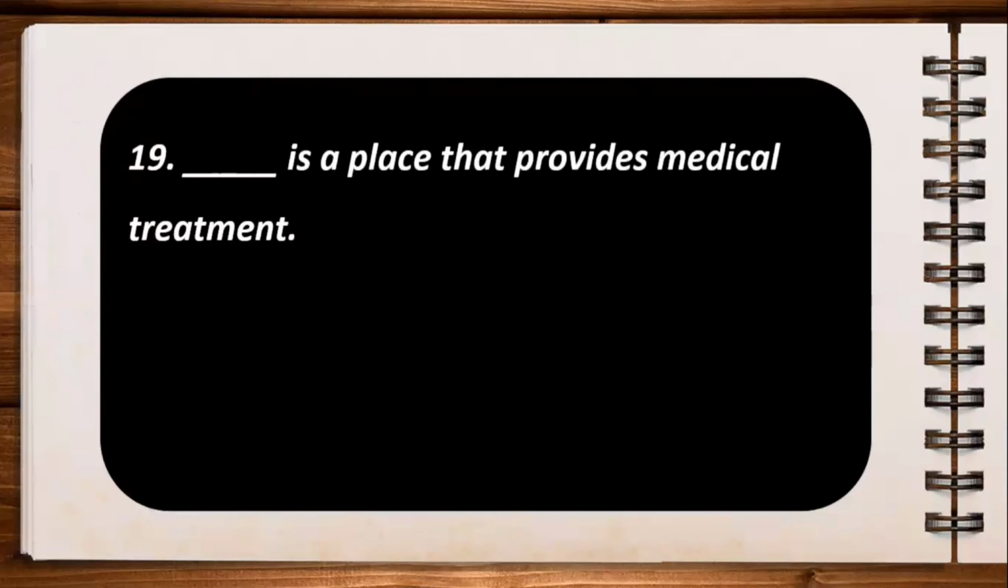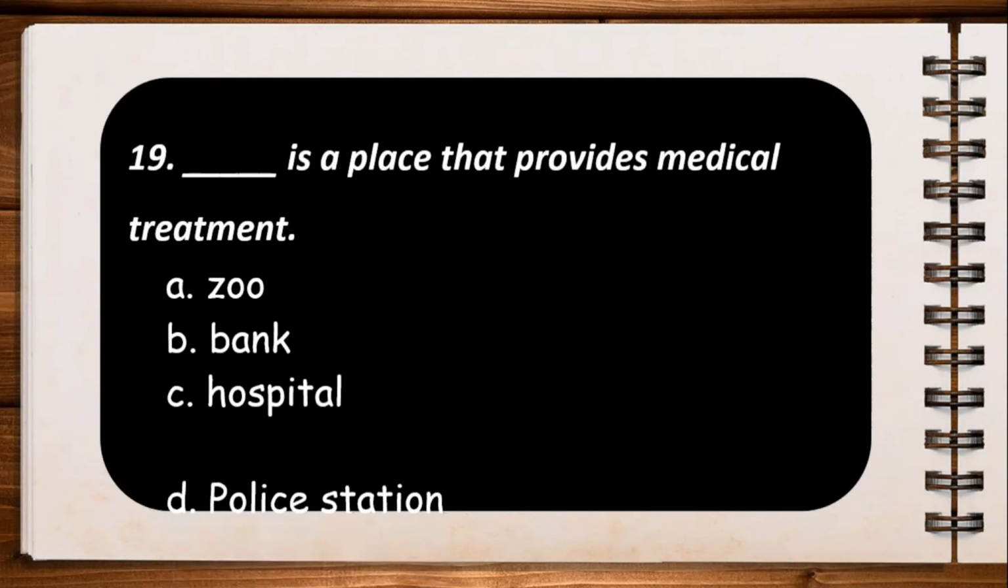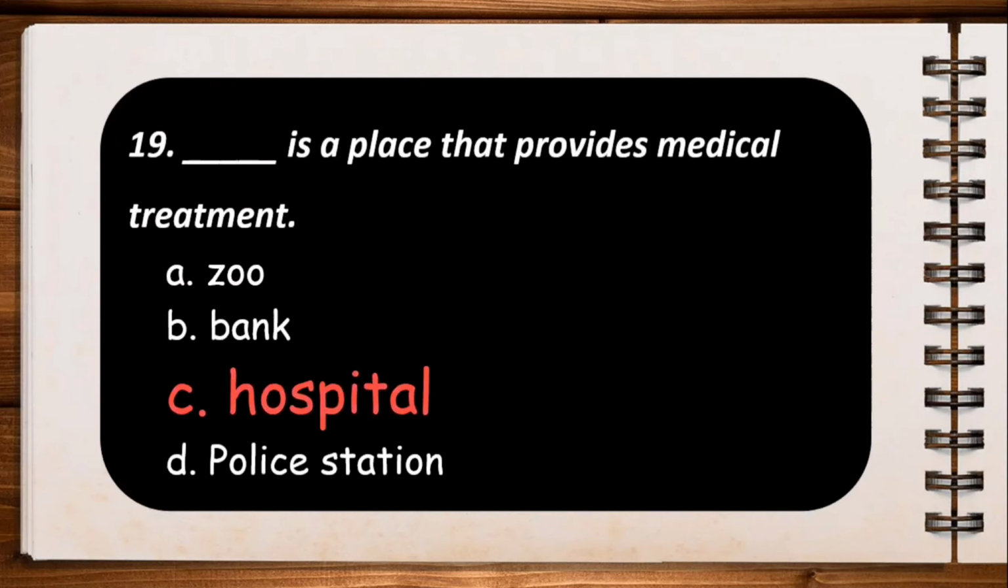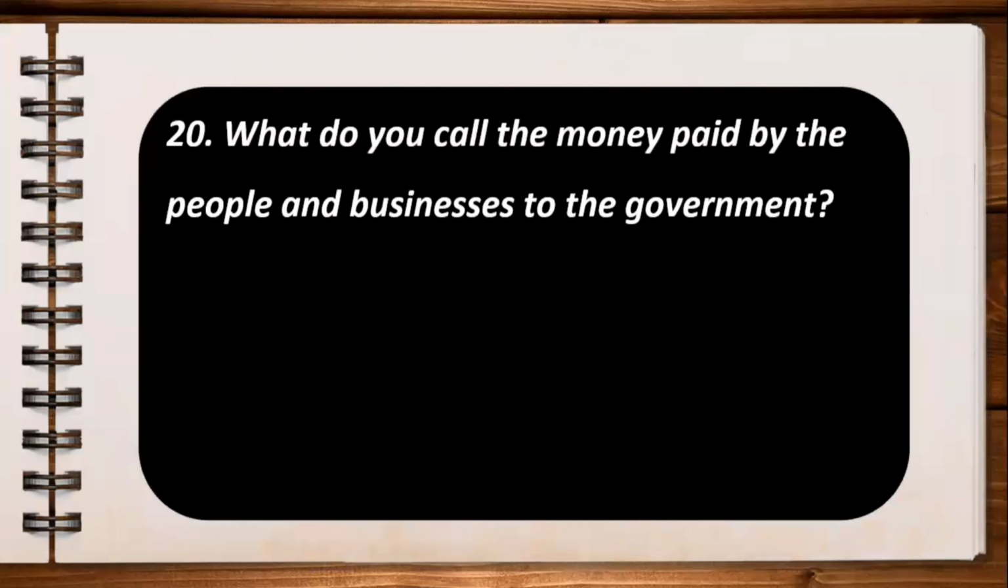Number 19. Blank is a place that provides medical treatment. If we met an accident, then we need medical treatment, then you will go to A, zoo. B, bank. C, hospital. Or D, police station. Very good. The answer is hospital. Hospital is a place that provides medical treatment.